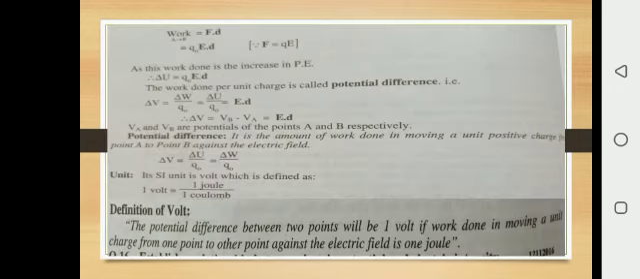So that's why, as this word "done" is the increase in potential energy, in place of this word "done" we will replace delta U. U represents potential energy and delta U represents change in potential energy, whether it is an increase or decrease. In this case, potential energy increases. So the work done per unit charge is called potential difference.